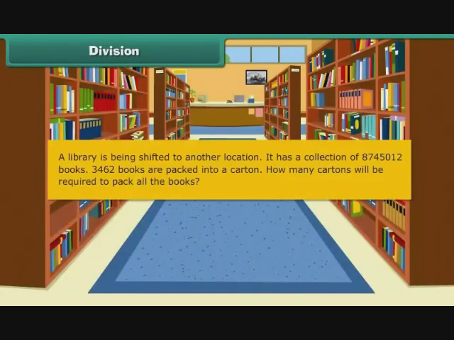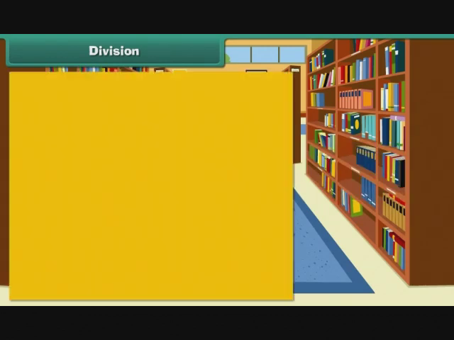A library is being shifted to another location. It has a collection of 8745012 books. 3462 books are packed into a carton. How many cartons will be required to pack all the books? Total number of books in library is equal to 8745012.